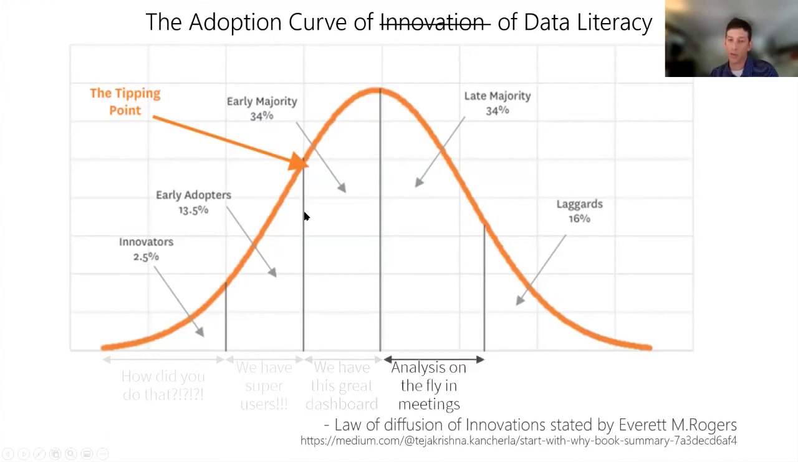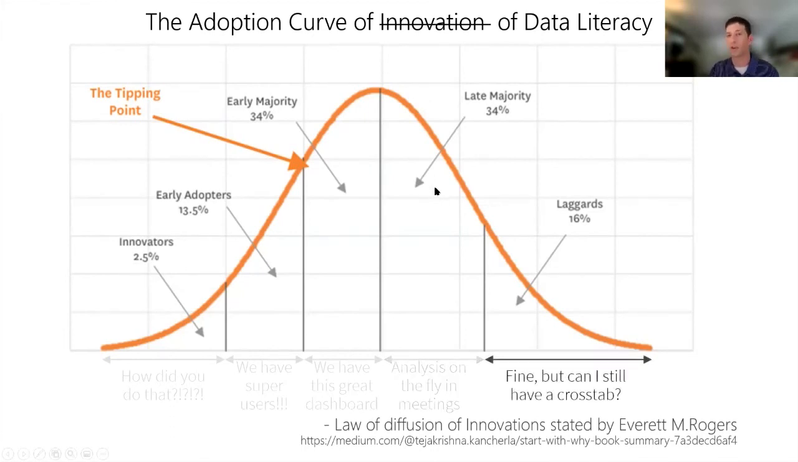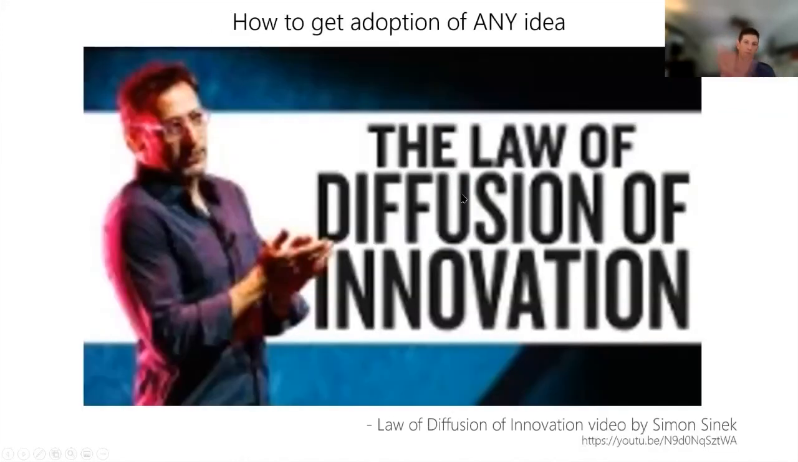And then it becomes commonplace in your organization, where all of a sudden you're doing analysis on the fly in a dashboard in a meeting, and that just becomes normal. Some of you can't even imagine that, and the reason you can't is because you're not there yet. That's not the maturity of your organization. And then the laggards say, fine, can I still have a cross tab? Can I still dump this to Excel? Your charts are pretty, but hey, and so there's that.